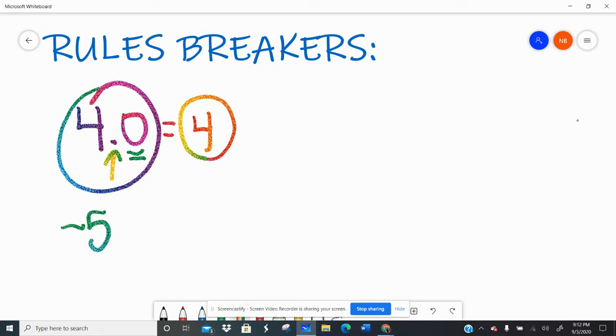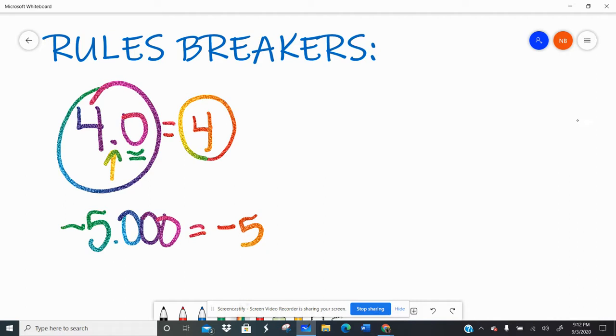If I have -5.000, right? Like I could add zeros infinitely as long as I'm only adding zeros, that's just a rule breaker, right? Not an integer, which makes it an integer. So those are our decimal rule breakers.